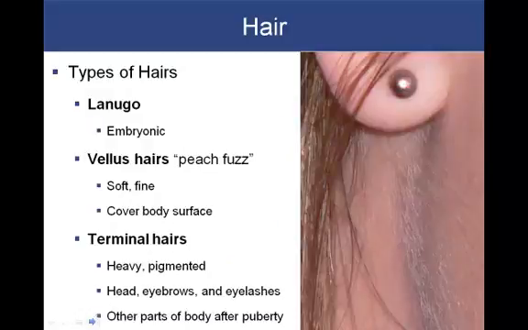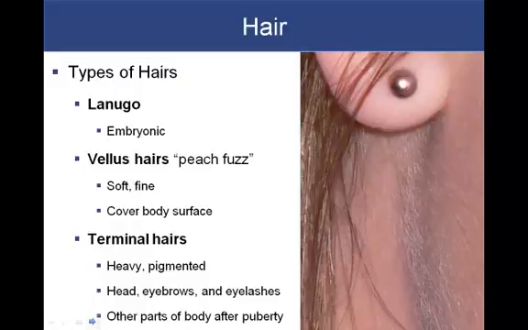We have different types of hair. During embryonic development, we have a hair type that is known as lanugo. This is embryonic hair. And this hair persists through about the first trimester, after which most of it is shed. And once we finish embryonic and fetal development, we can identify two types of hairs. And these two types of hairs can be found on all of us right now.